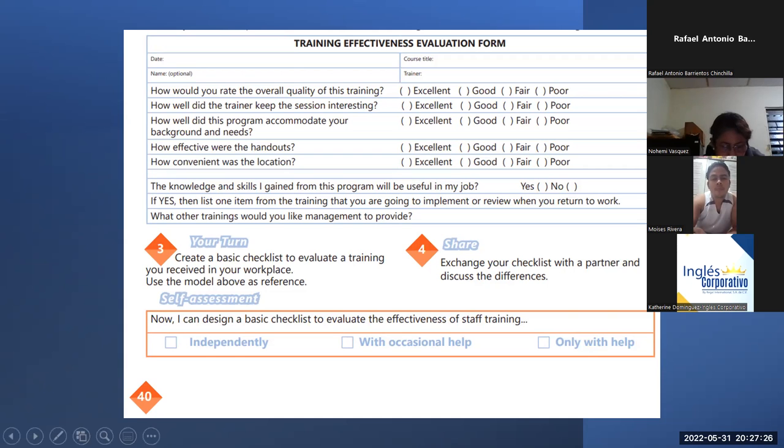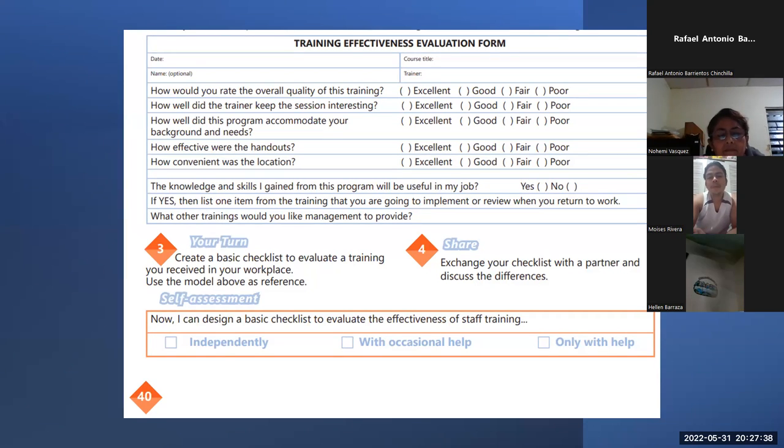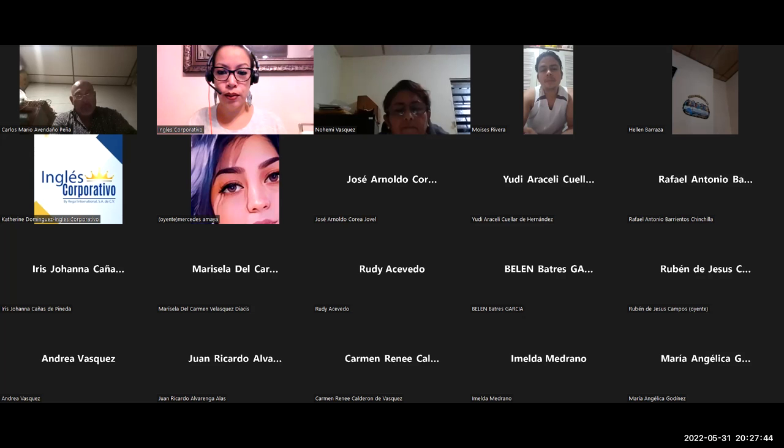Ok, perdón que me están escribiendo por acá. Ok, creo que ya la vamos a resolver. Vamos a ver su caso.